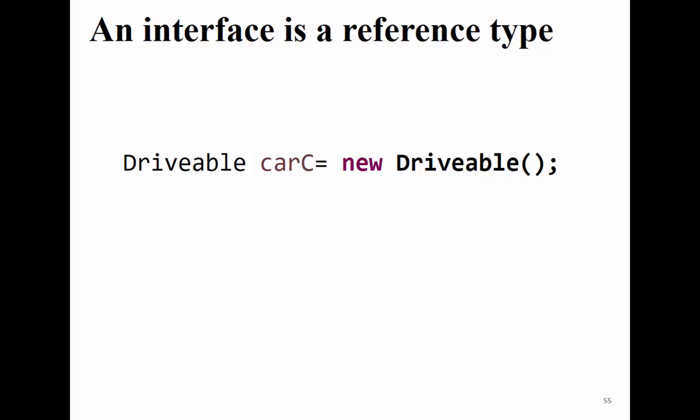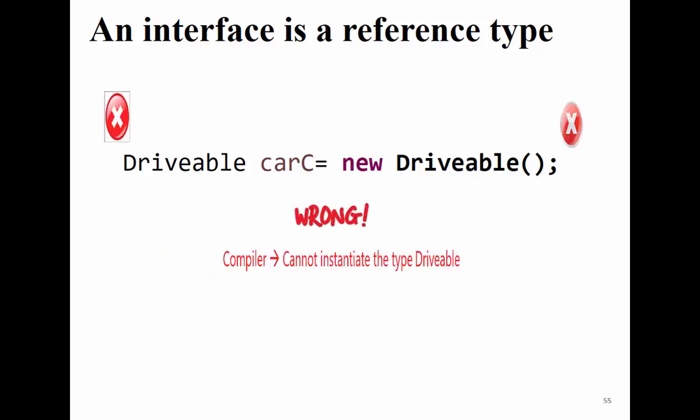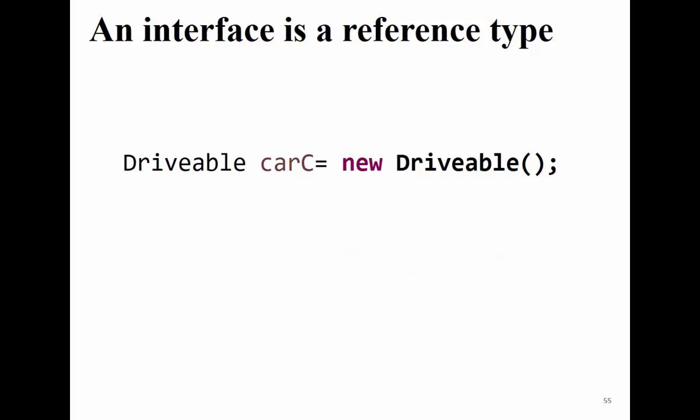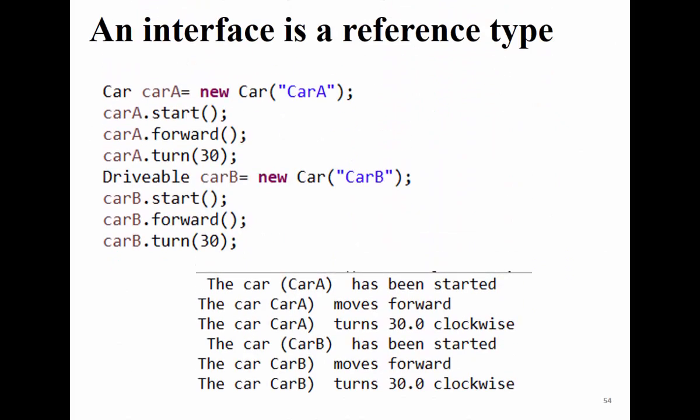No, you cannot use new with the interface. This is wrong. Keep it in your mind. You cannot create an object from the interface. You can use the interface, as you can see in the previous slide, as a reference type. Here in the reference type, I can use Drivable, but I cannot use new Drivable. Okay? Yes?